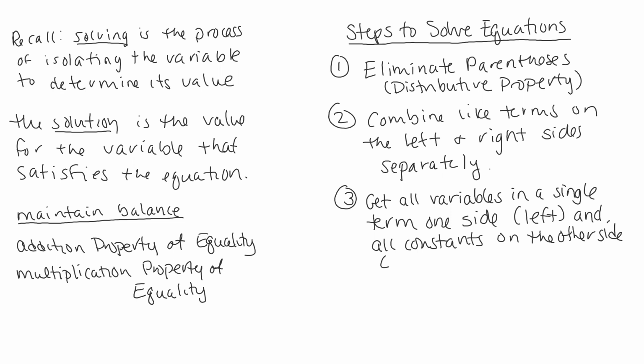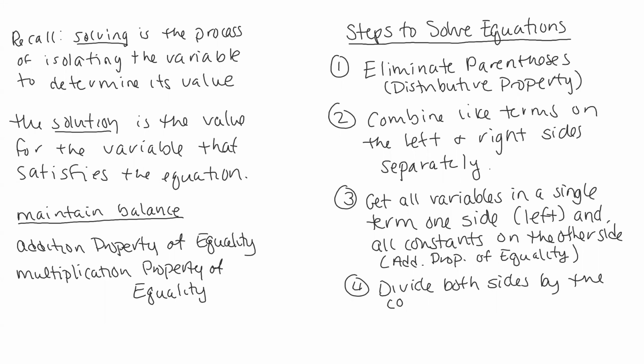All right. This is where we apply the addition property of equality. And then finally, step 4, we want to divide both sides by the coefficient of the variable. This is the final step to solving. This is what's going to finally isolate that variable. And this is basically the multiplication property of equality.